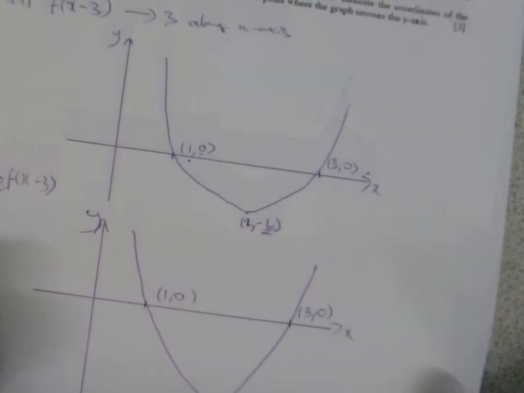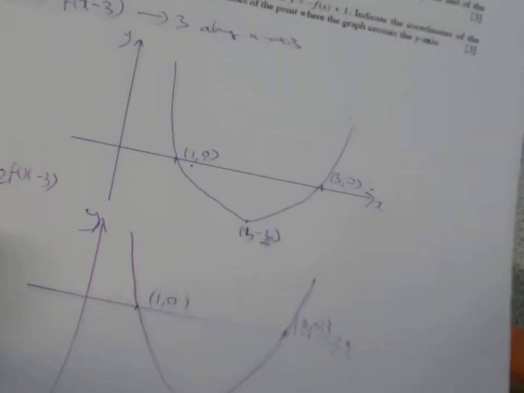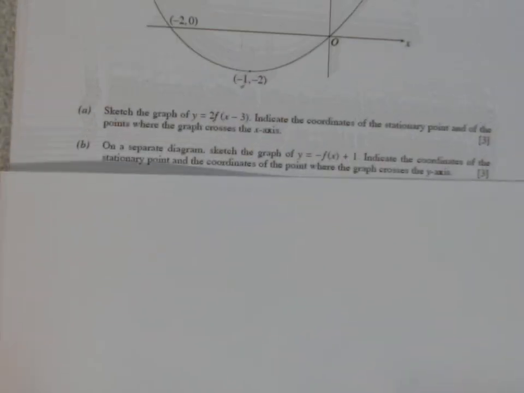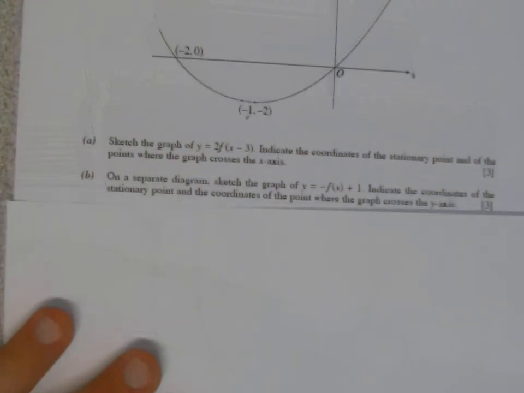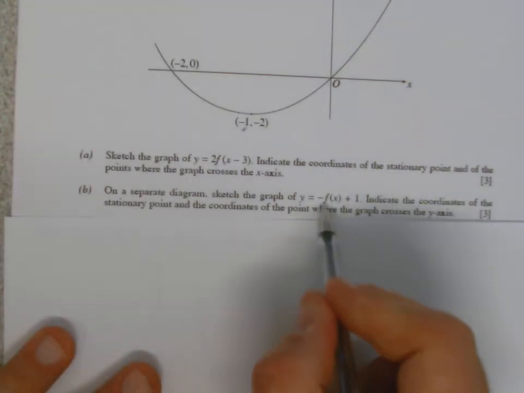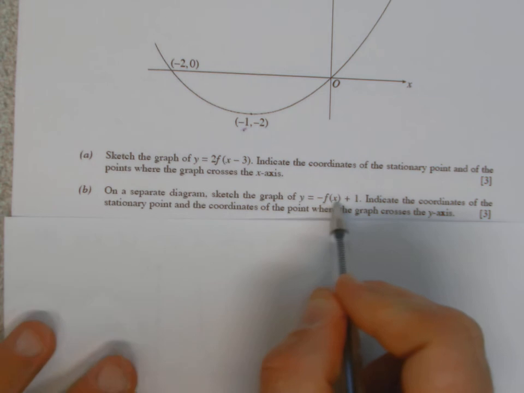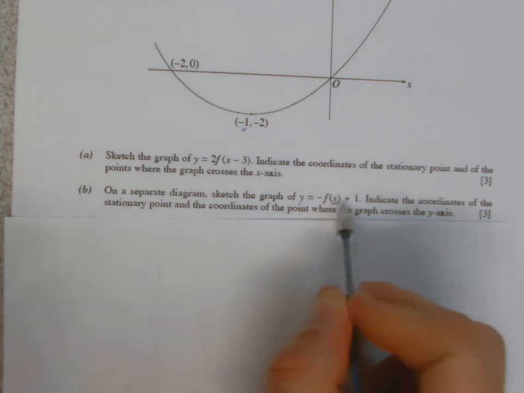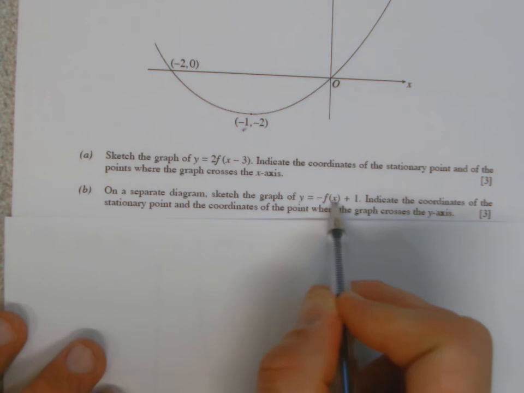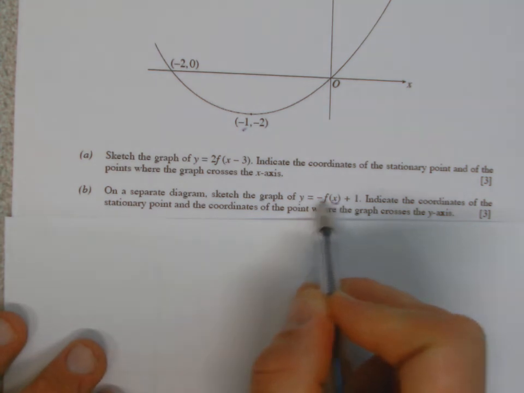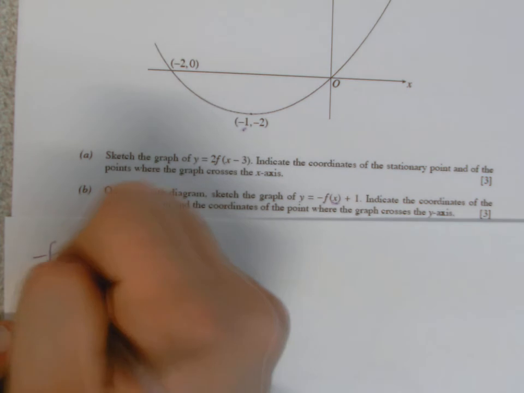That's part A answered. Part B, okay, it says on the separate diagram, sketch the graph y equals minus f of x plus 1, indicate the coordinates, etc. Now, minus f of x, okay, plus 1. So you deal, as I said to you before, with everything in the bracket first. If there's a transformation here, you deal with that. That isn't in this case. Then you work your way outwards. So we need to deal with that minus first of all. So we're going to draw minus f of x.